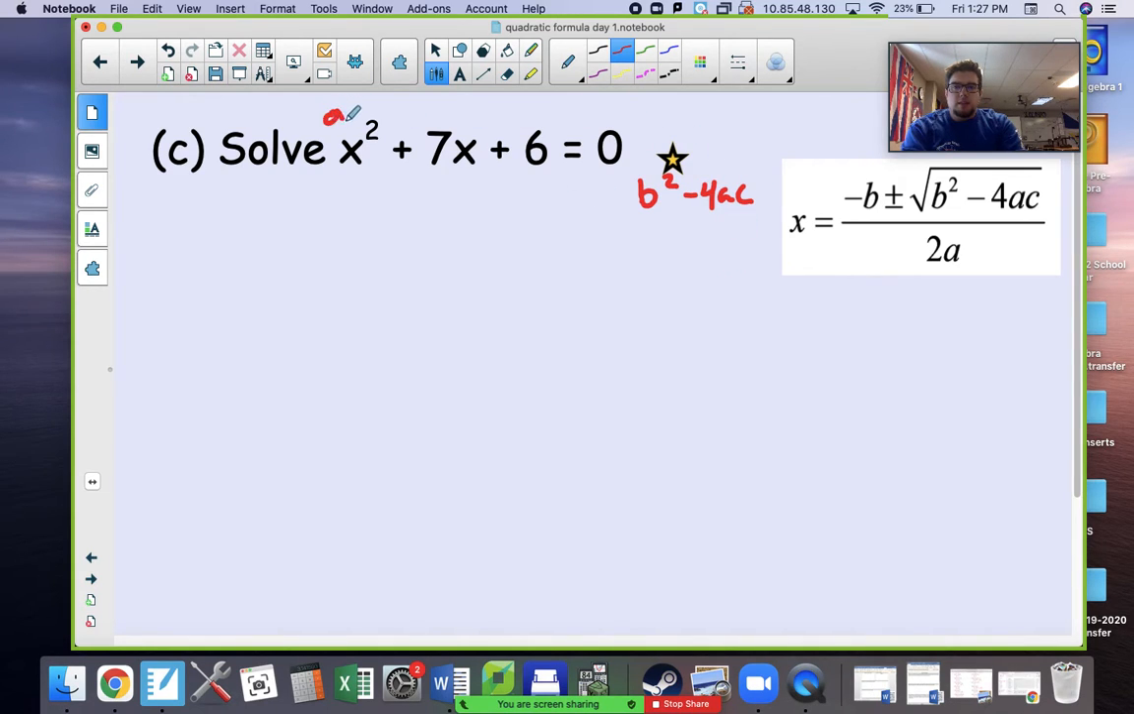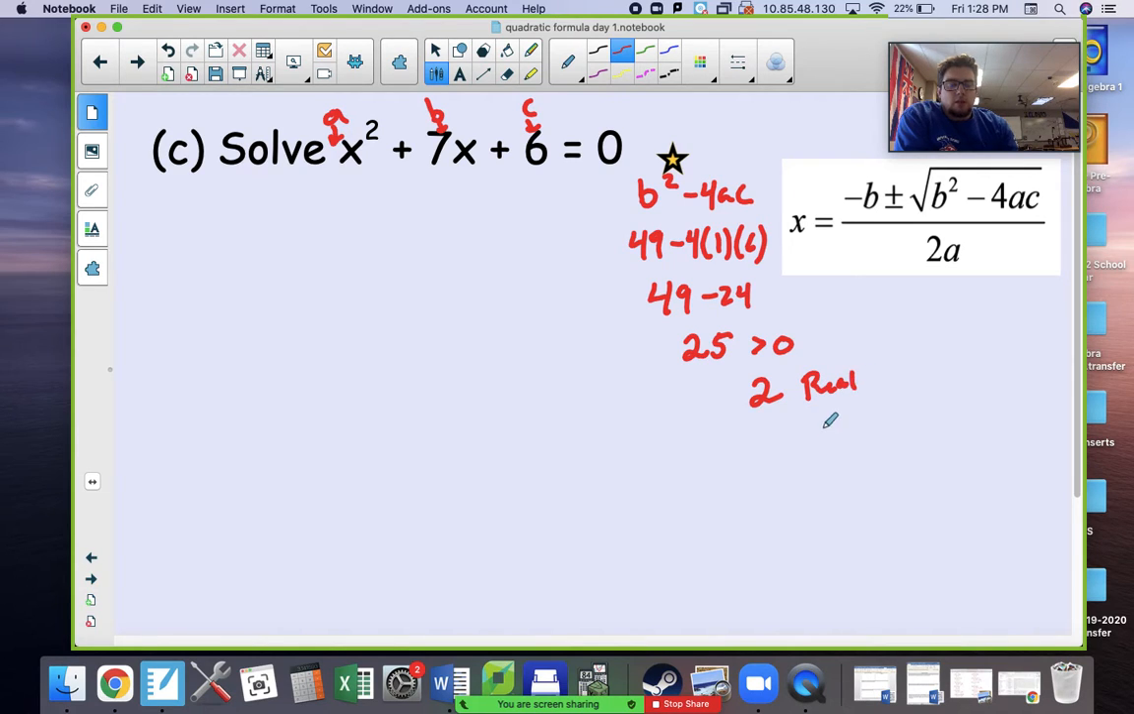A is the number in front of x squared, B is in front of x, C is its lone constant number. So we take 7 and square it. We're going to take 4 times 1 times 6. That's 49 minus 24, which is 25. That is greater than 0. We've got ourselves two real roots. We're now going to use the quadratic formula to help us find it.